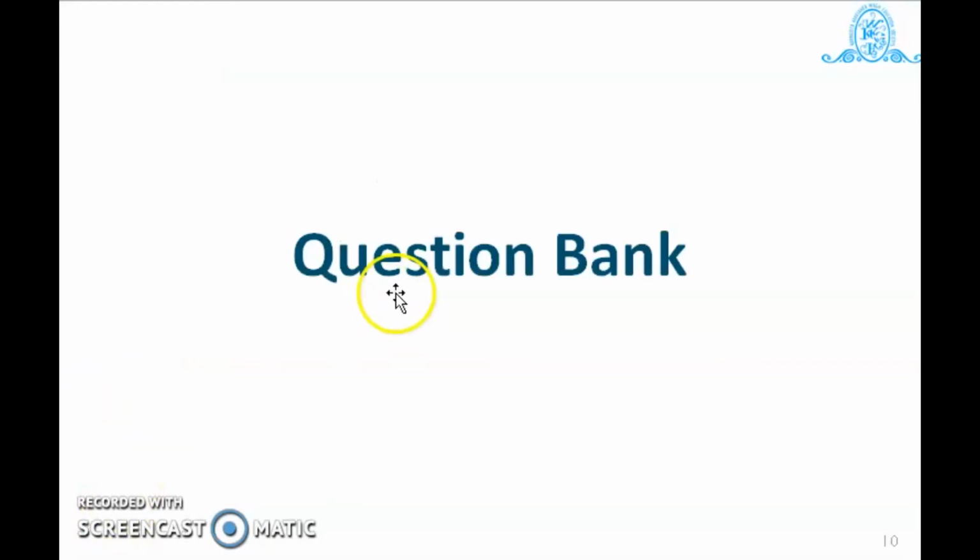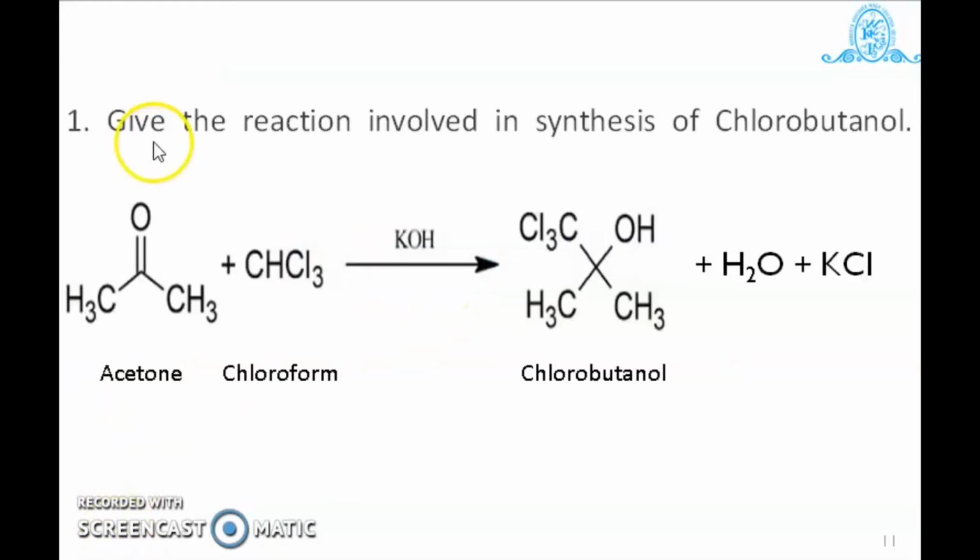Students, let us see the question bank for our today's practical. First question, give the reaction involved in synthesis of chlorobutanol. The synthesis of chlorobutanol is carried out with the help of acetone and chloroform. Acetone reacts with the chloroform in presence of KOH, that will form chlorobutanol, a water molecule and KCl.